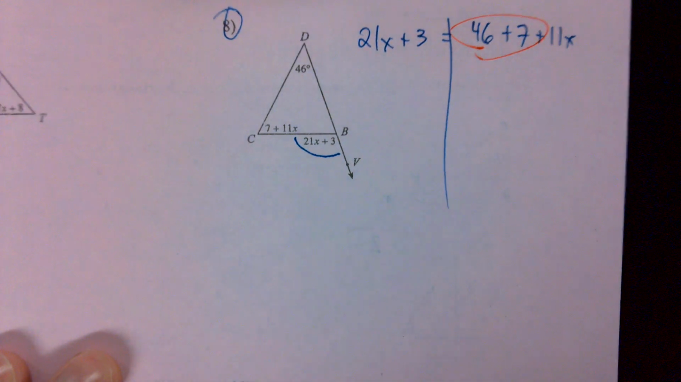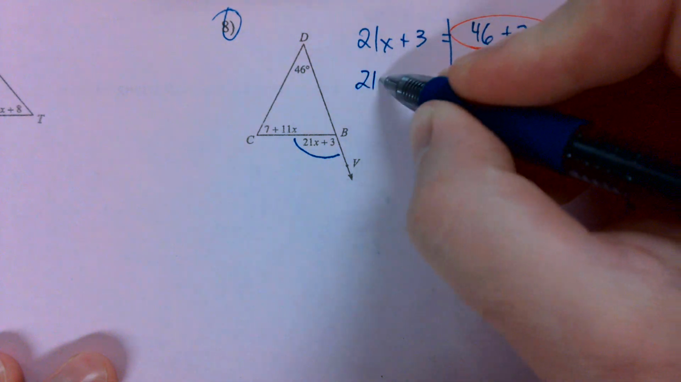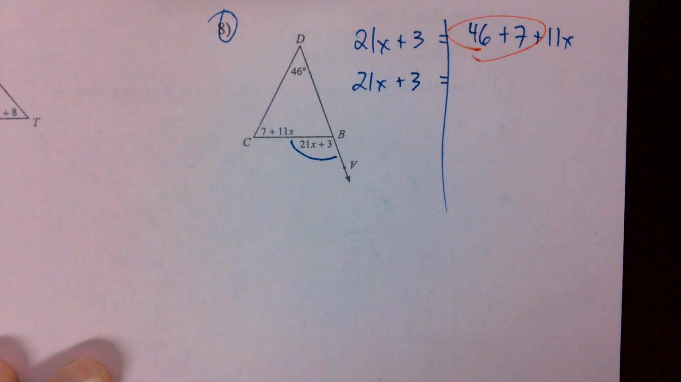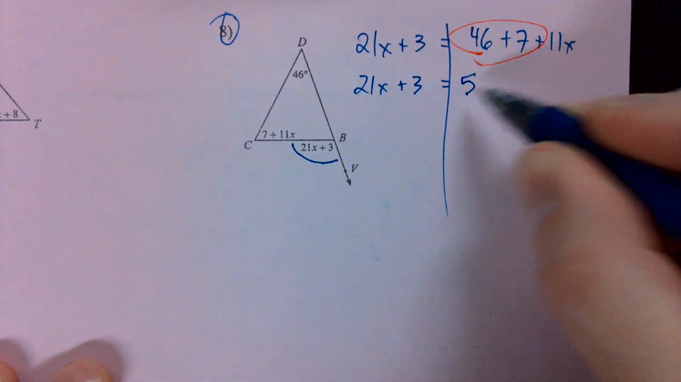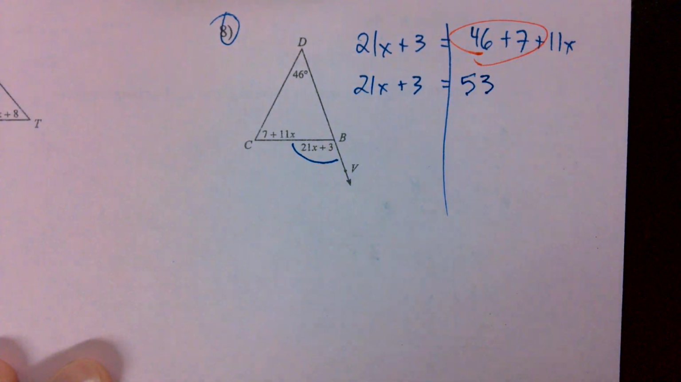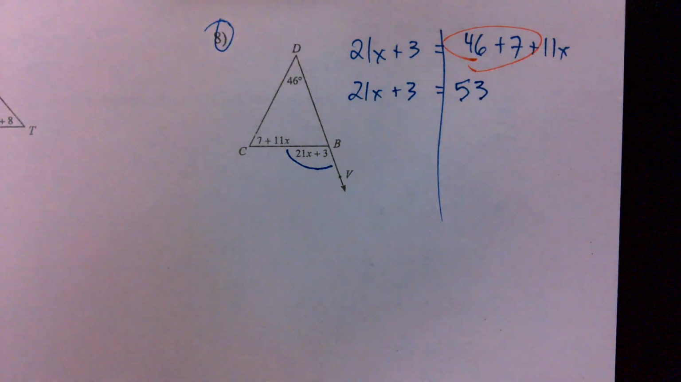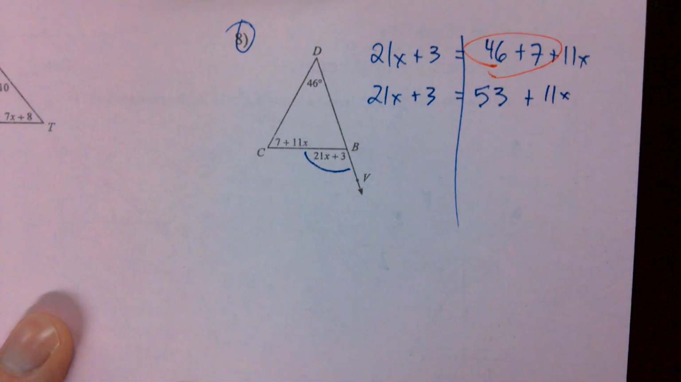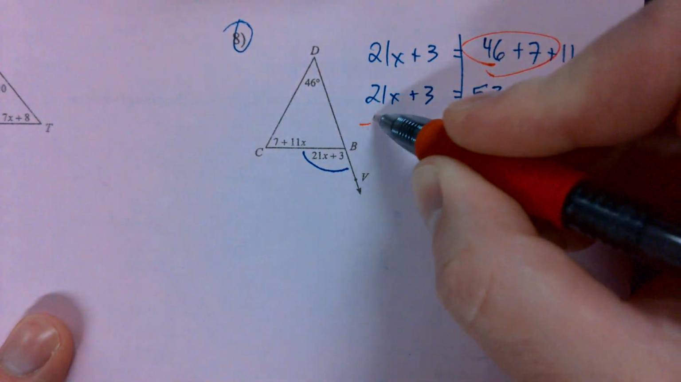Combine my constants. What is 46 plus 7? 46 plus 7 is 53. 47, 48, 49. Yep. Plus 11x. I'm going to bring my variable term to the left.